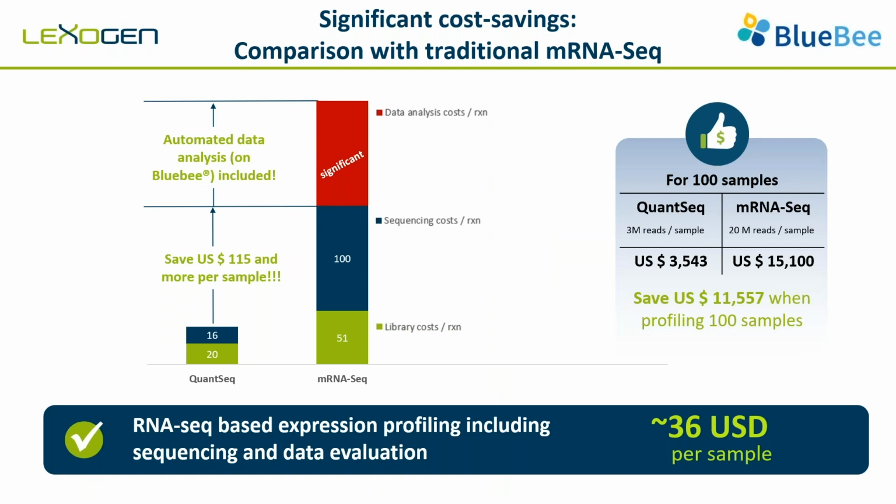So with Quantic, you only sequence 10% of what you would normally sequence. So this allows for a high level of multiplexing. This high level of multiplexing will dramatically lower the cost of expression analysis per sample. So as seen here, if you include the cost of sequencing, analysis, and library prep, the cost per sample can be as low as $36.